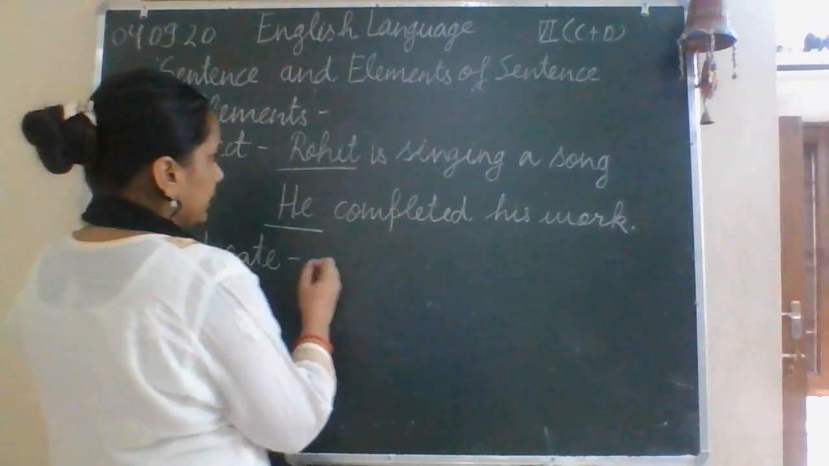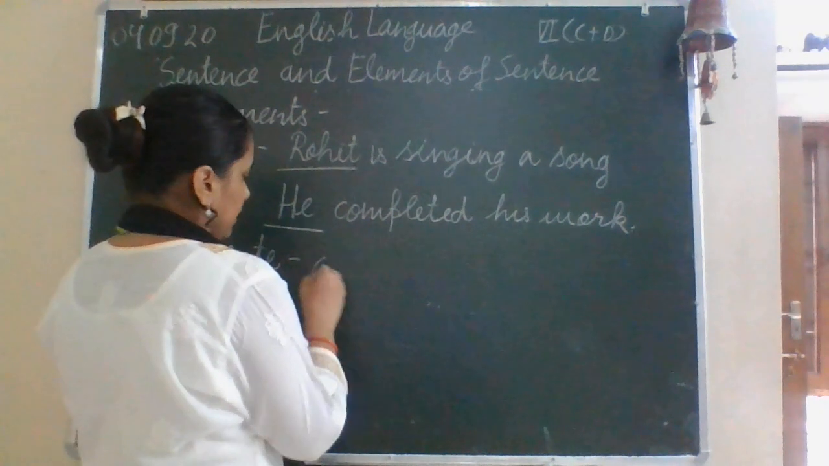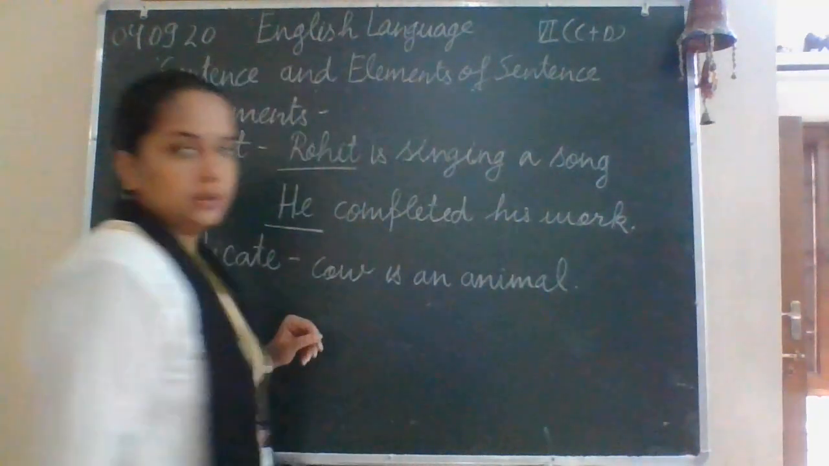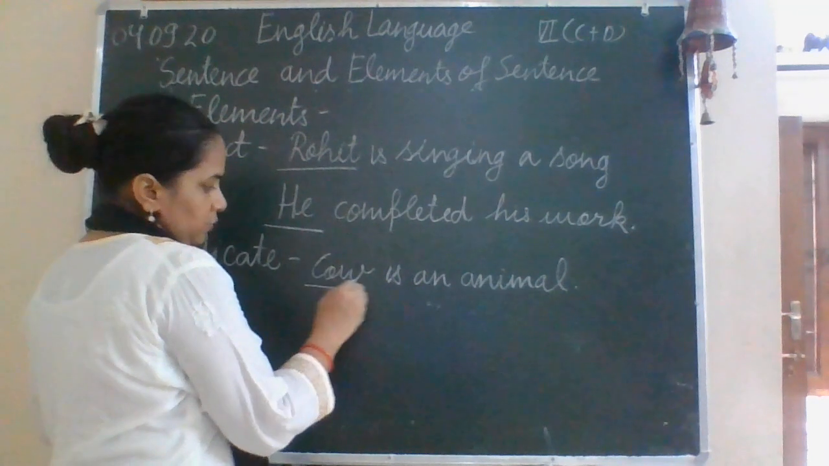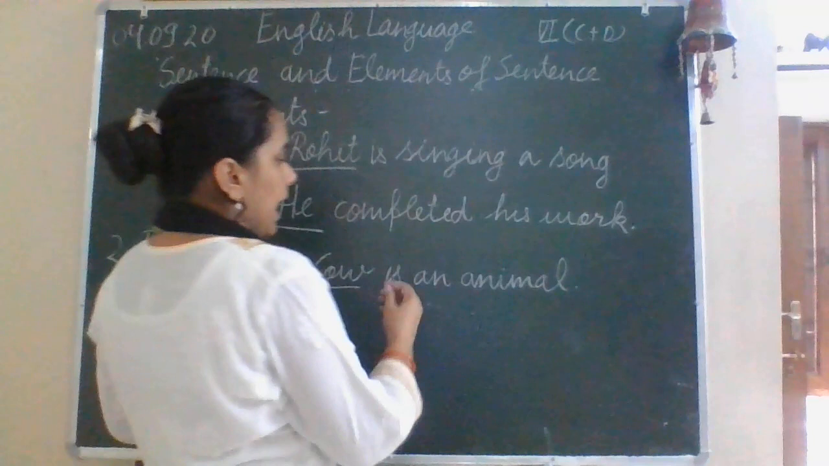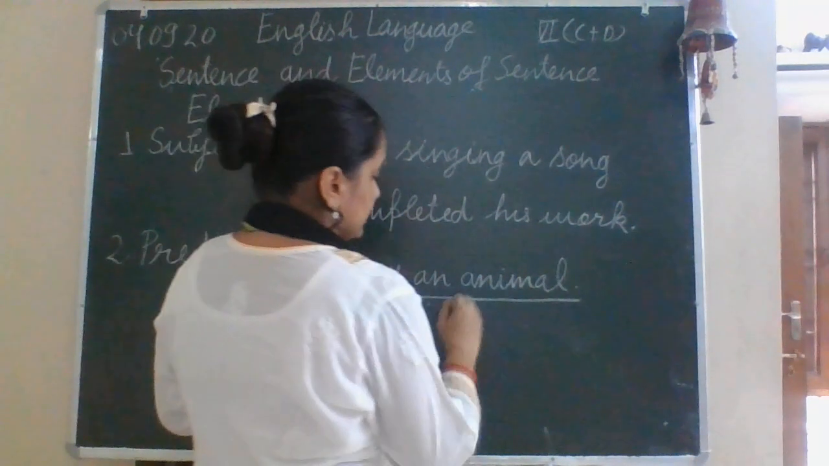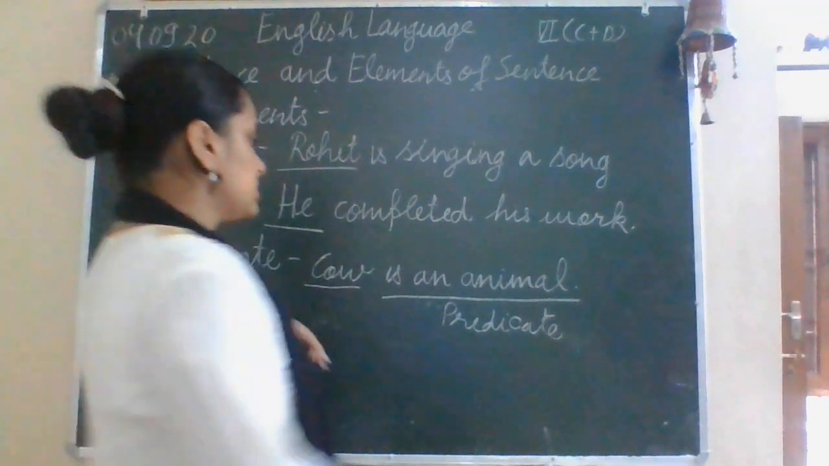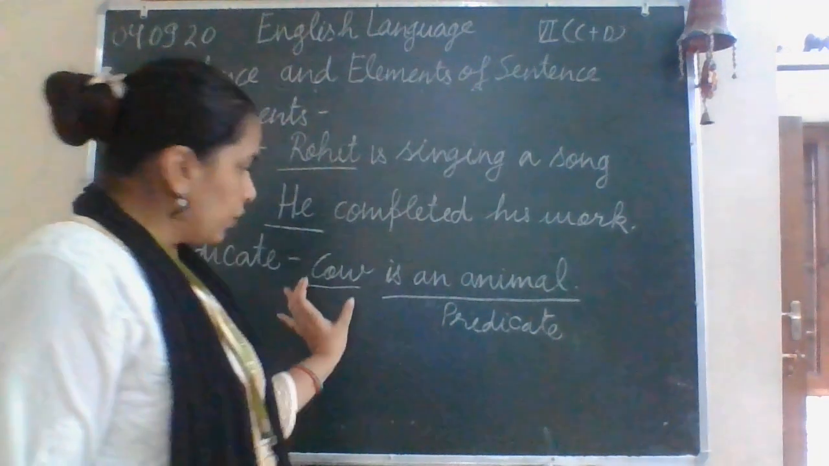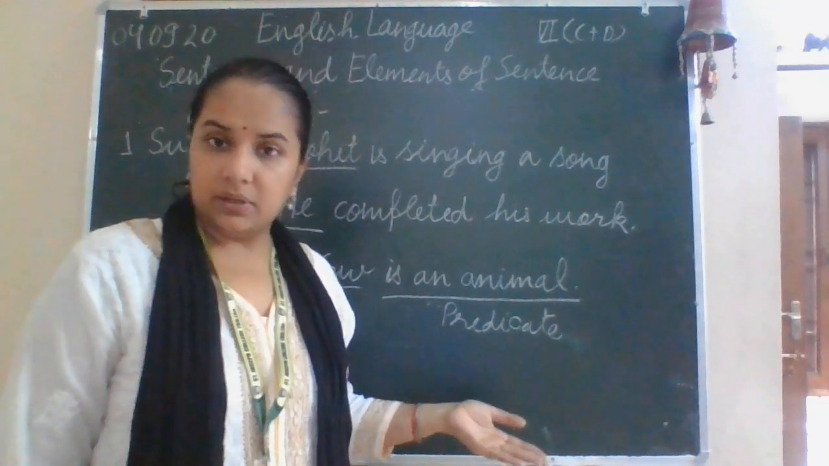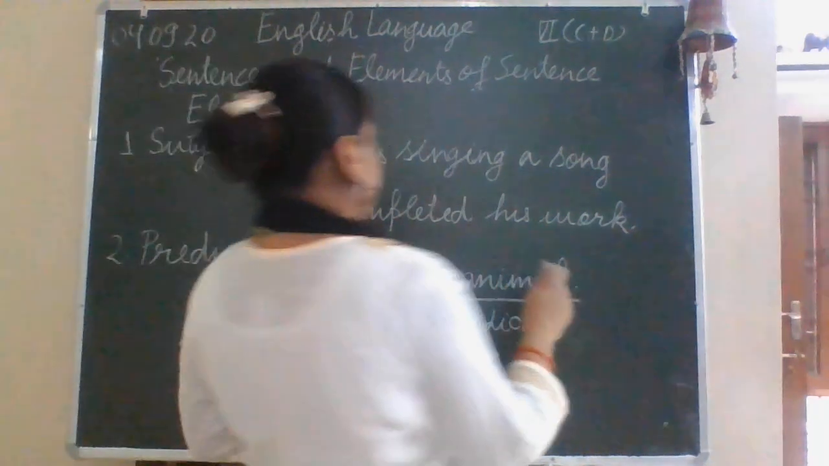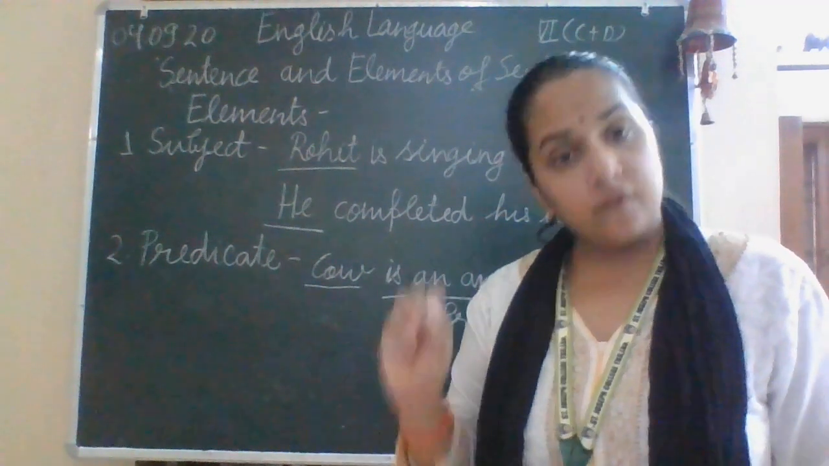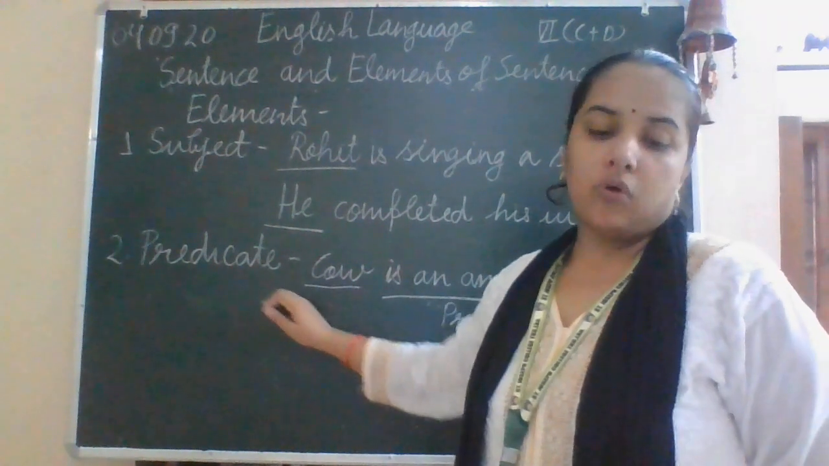If I'm taking the same example here, or let's take another example. Cow is an animal. Since we have discussed the subject, you know that cow is the subject in the sentence, and the rest of the thing, this much, is the predicate of the sentence. It is telling about the subject, that whatever the subject is there in the sentence, that is an animal. So except for the subject, the rest of the portion of the sentence which is telling something about the subject or which contains a verb is known as the predicate.